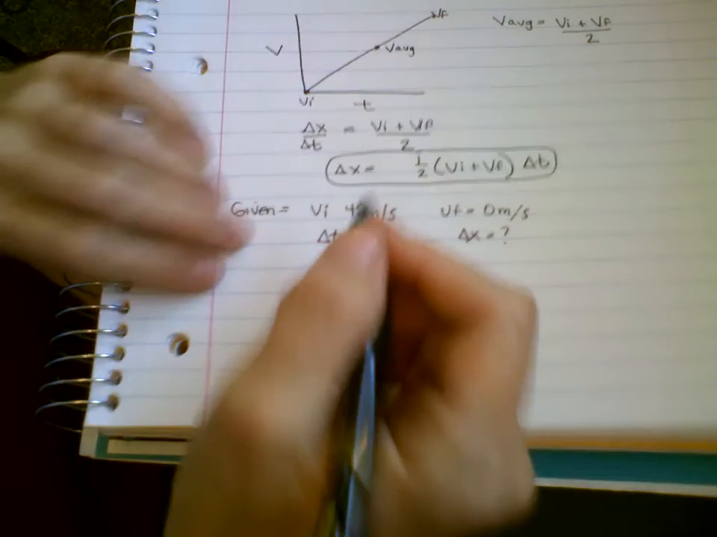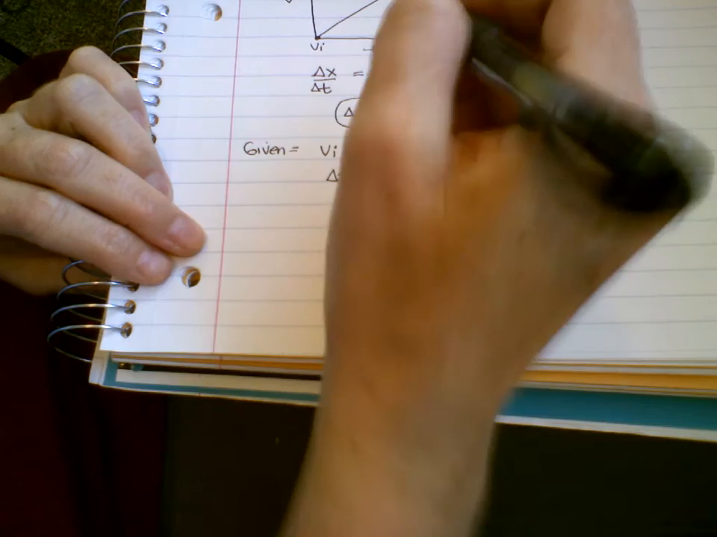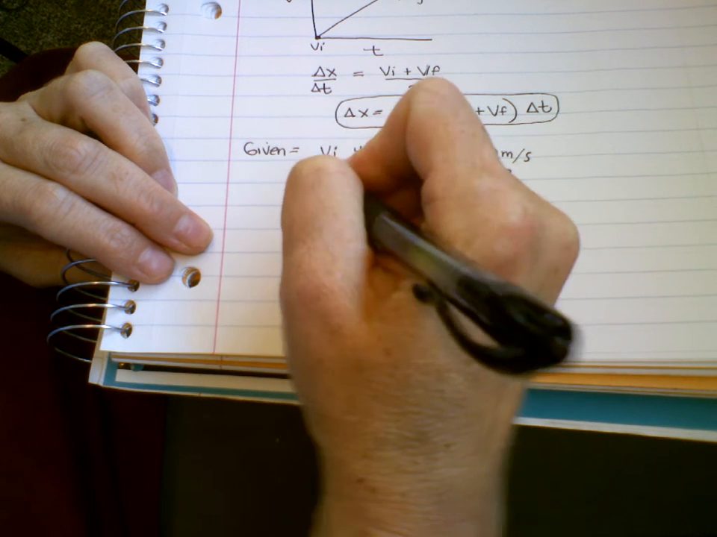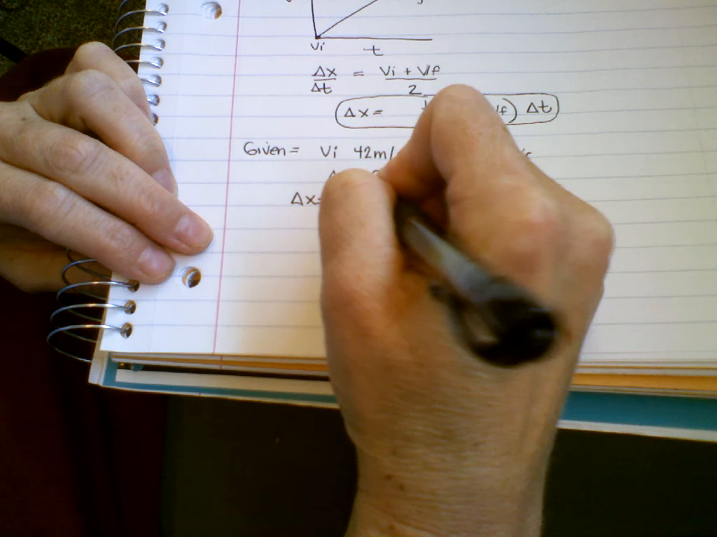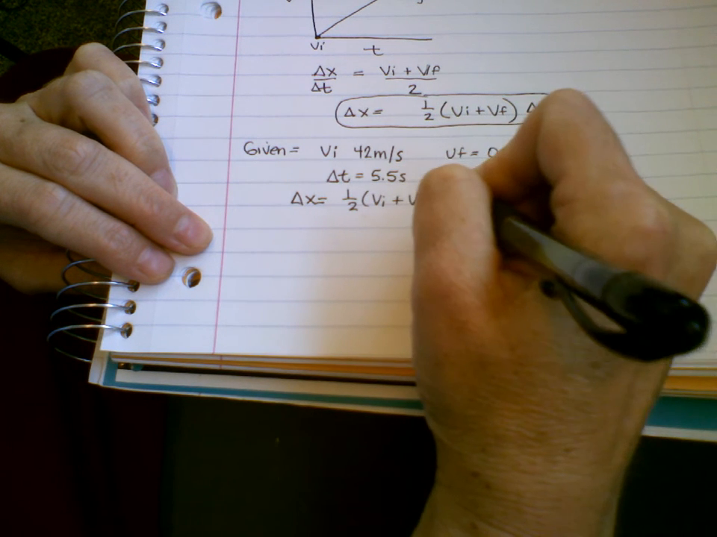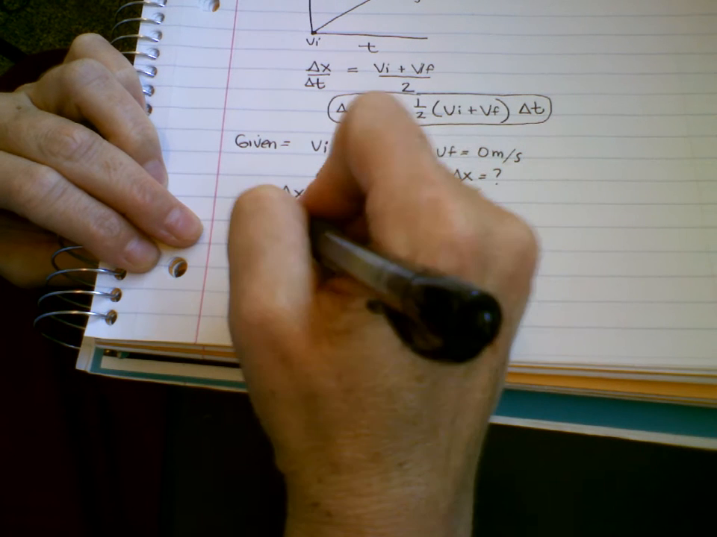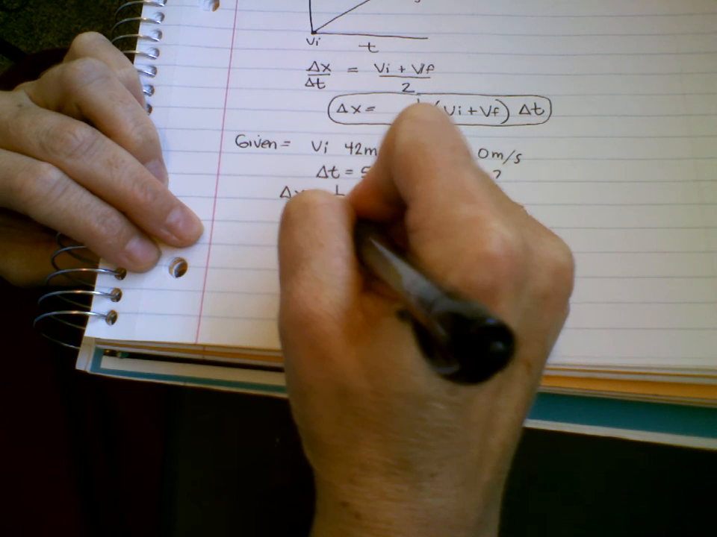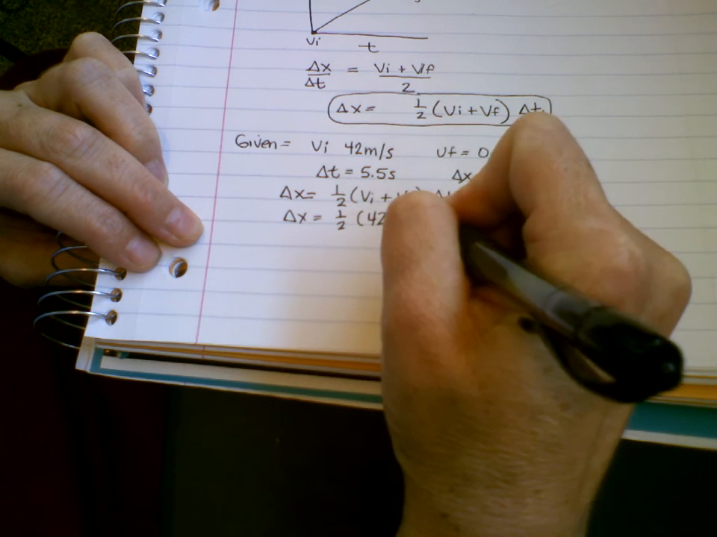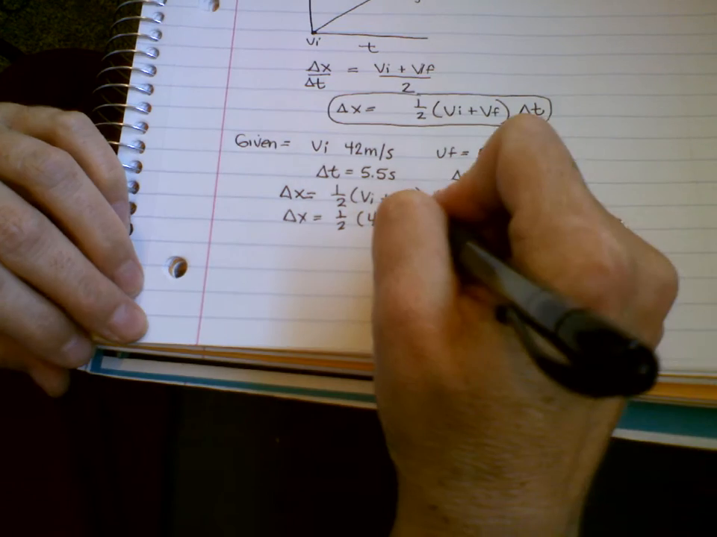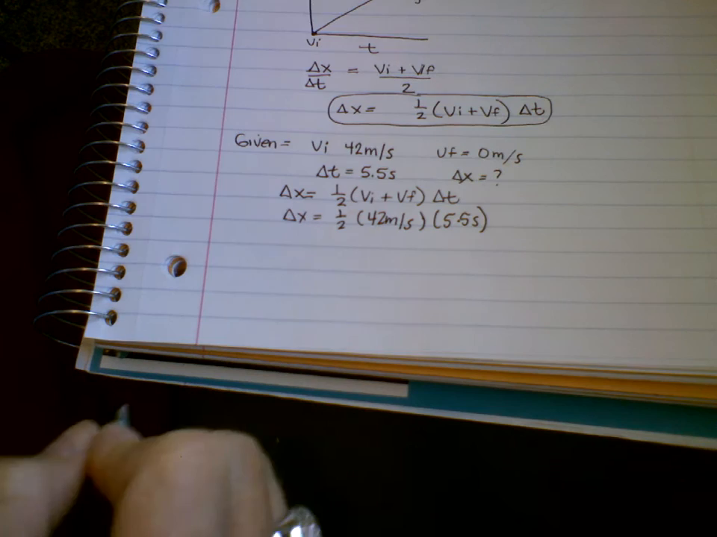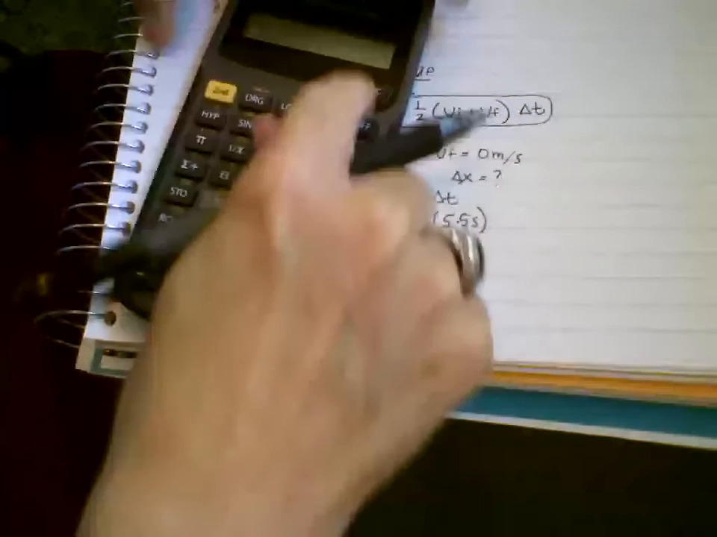So let's do it. Let's plug some numbers in. Let's do some plug and play. It's the easy stuff. So delta x is equal to 1/2 (v sub i plus v sub f) times delta t. Right? That's our formula that we're going to use. Delta x is equal to 1/2 (42 meters per second plus 0). Well, we don't really need to even add the plus 0, right? Times 5.5 seconds.